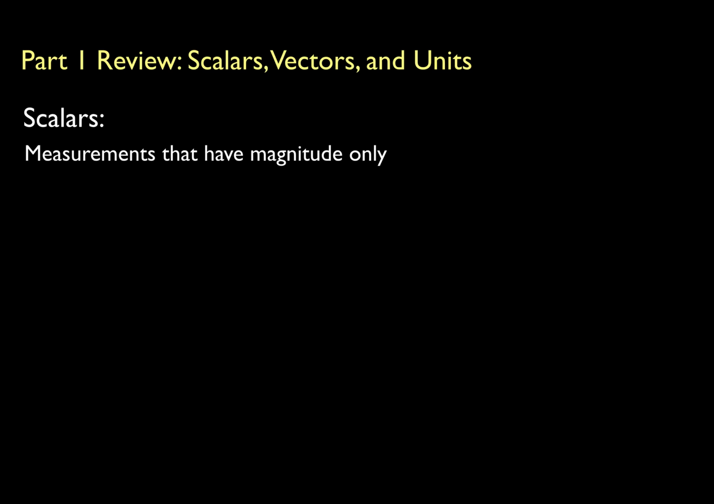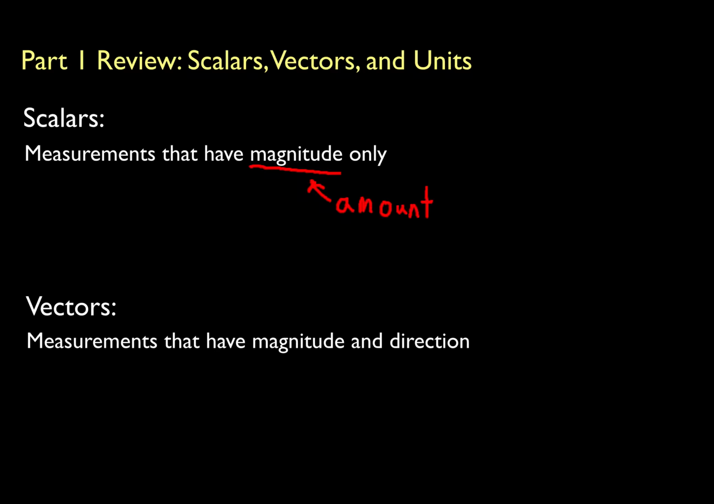Scalars are measurements that have magnitude only. Magnitude is the word we use in physics for amount, or the number part of a measurement. Vectors are measurements that have magnitude and direction. This means they have an amount, but they also have a part of it that tells you which way that magnitude points.